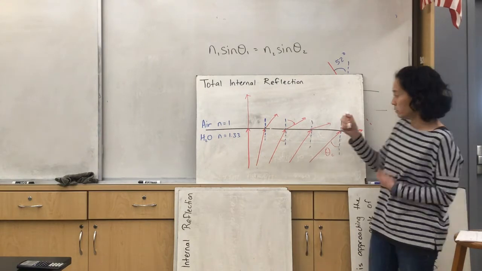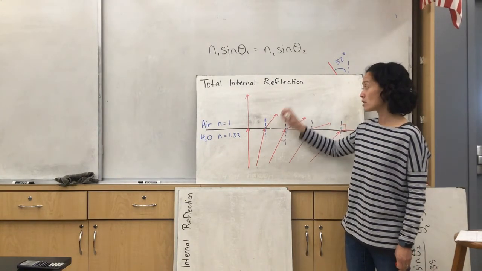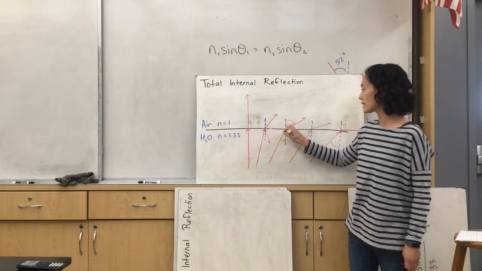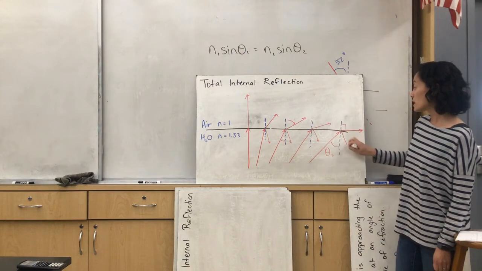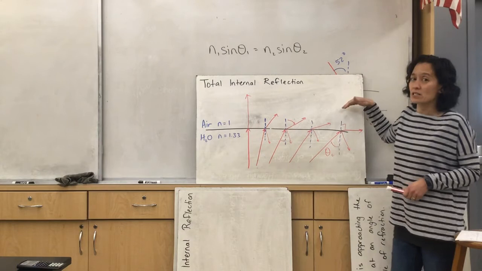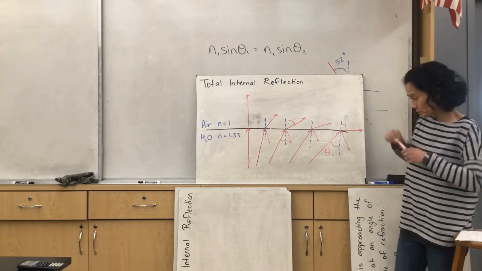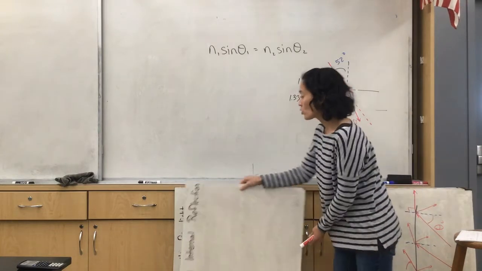Because for each of these points, some of the light ray gets refracted into the new medium, and some gets reflected back, and some gets reflected back, and some gets reflected back. Well, for this one, that's all. We only get reflection. Nothing refracts into the new medium. Okay? So that concept is called total internal reflection.